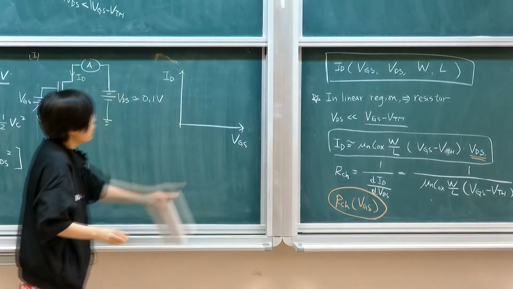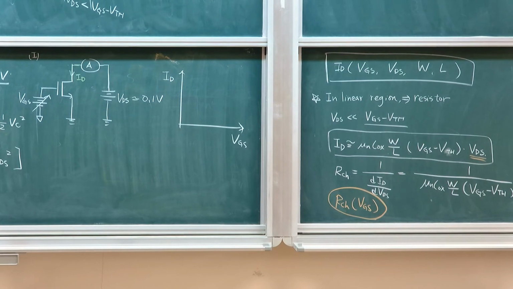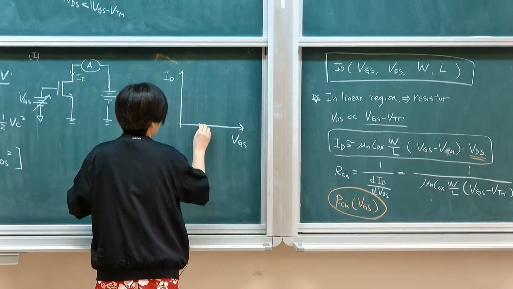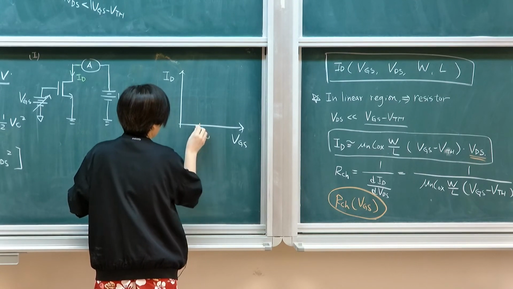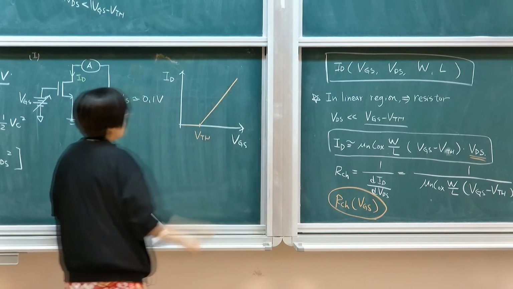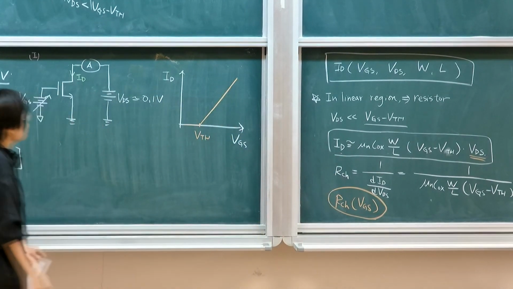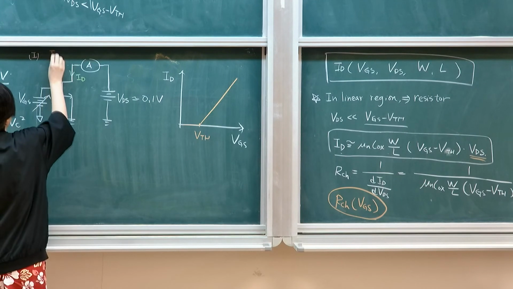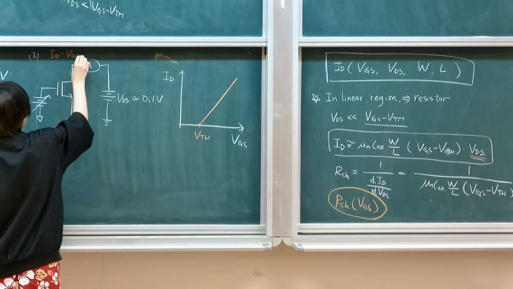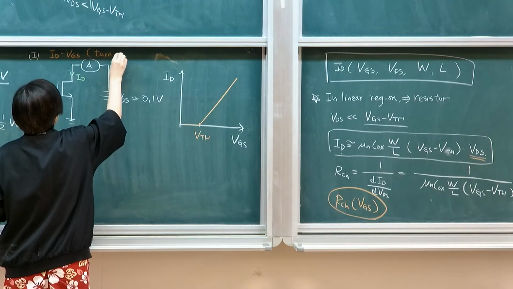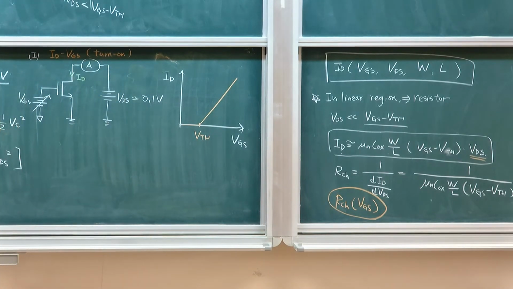So ID as a function of VGS is the turn-on characteristic. You want to see how well it turns on, or when it will turn on. It will look something like this. It will be nearly 0, and then it will rise linearly as you increase the voltage, right? Because this is the equation. This is called the ID-VGS. So this will tell us how well it turns on, or where it turns on: the turn-on characteristic. And the other is the output characteristic.